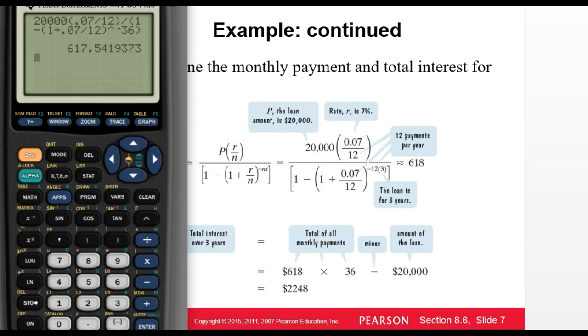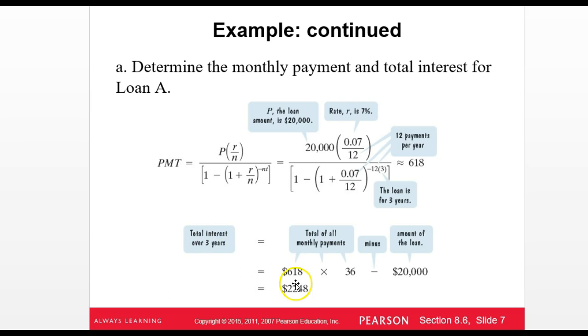Alright, and then the other one, same thing. If we multiply that out, we get $618. We're multiplying that by this same 36, this N times T. That's how many payments we're going to have, minus the amount of the loan. That's how much we're being charged to borrow this $20,000. That's the interest. The $2,248 is just interest for that $20,000 loan.